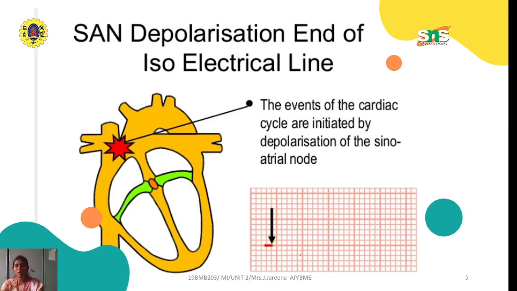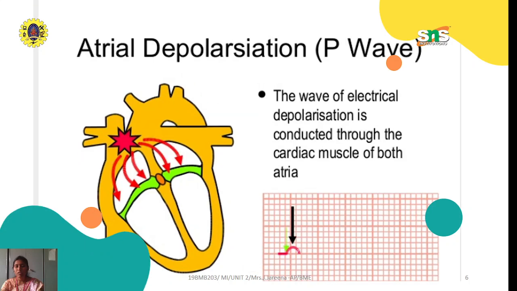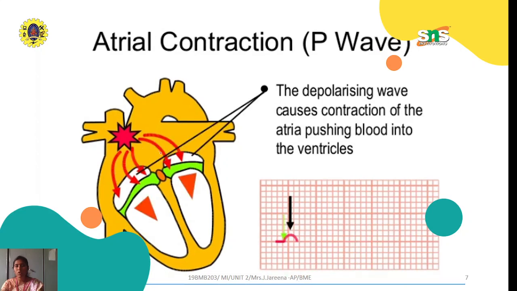Then we will have the first stage, that is the SA node depolarization. As a result, you can see the P wave generation. See here, this is the P wave generation. So this is the point. It represents that the SA node will give the impulse to both atria. As a result, the atria will start to depolarize. It means the atria will start to contract.